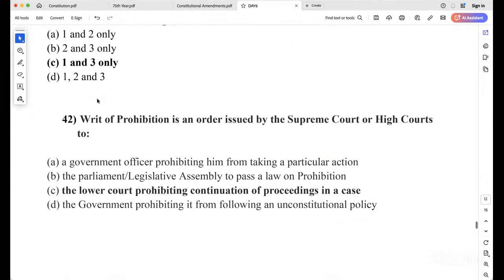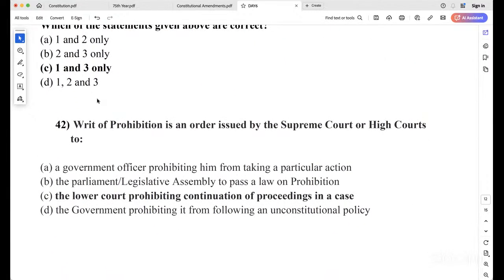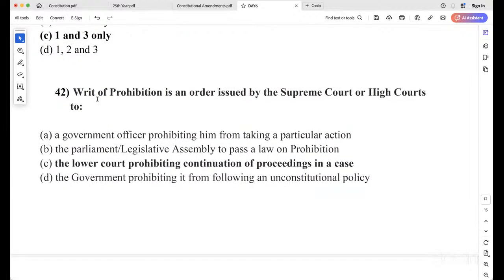Next. Writ of prohibition is an order issued by the Supreme Court or High Courts to... see, which is a preventive and a curative. Writs, preventive, curative, do you know? What is it?